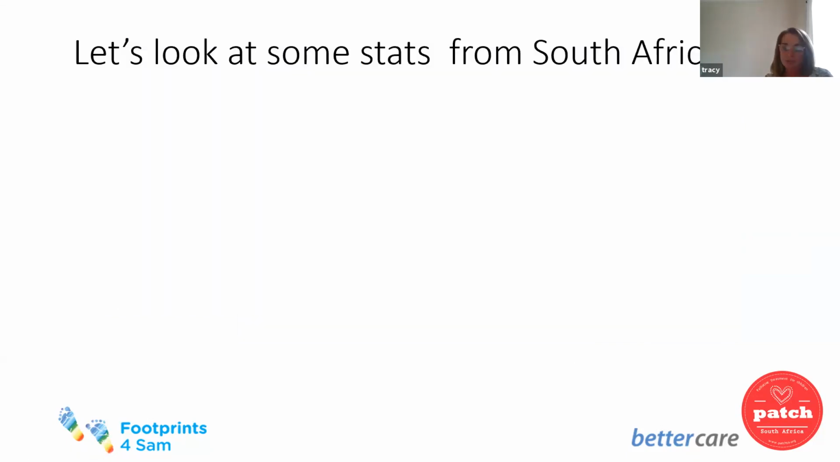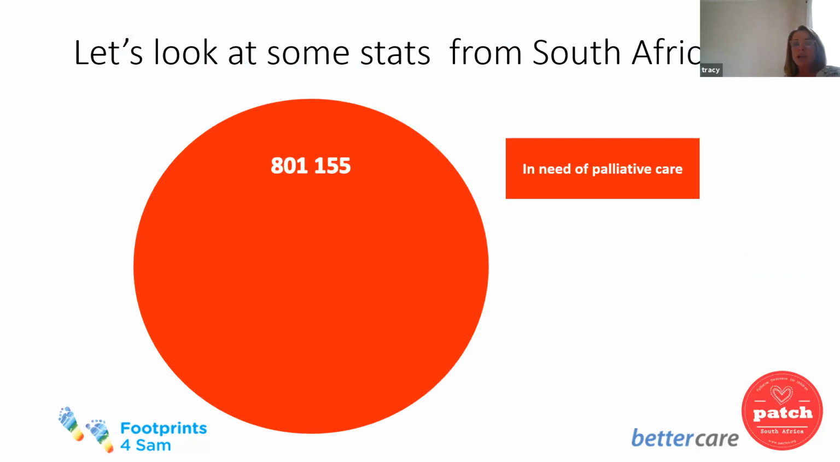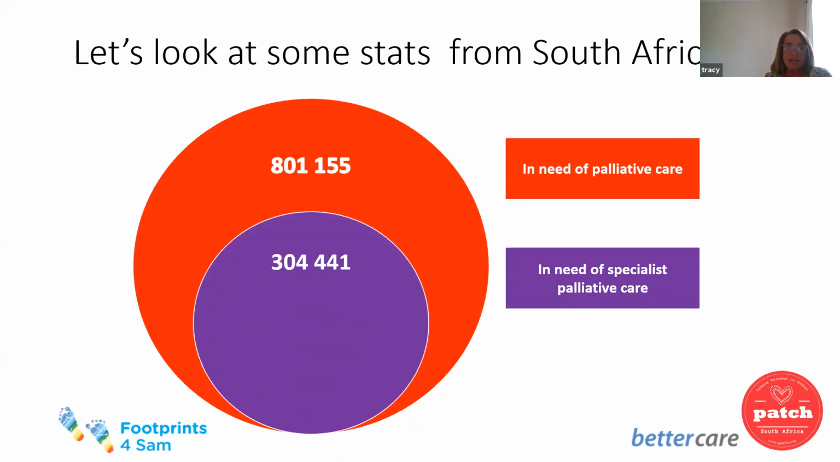If we look at some of the stats from South Africa, UNICEF put these stats together in 2012, in conjunction with RCPCN, so it was 2013, and they estimated that there were 801,155 children in need of palliative care in South Africa. Of these 800 or so thousand, 304,000 and a little bit needed specialist palliative care. So the need is big.